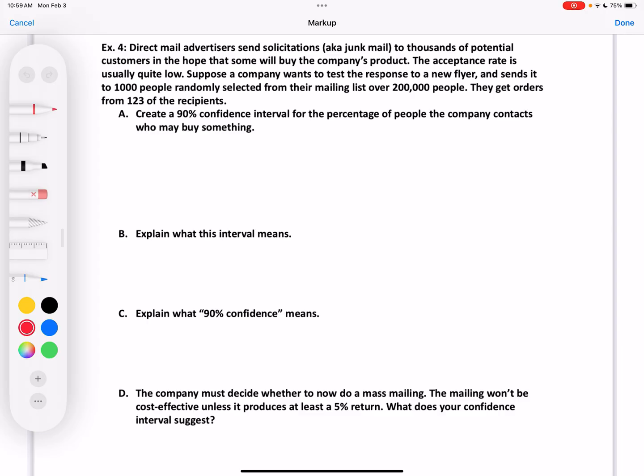All right, so first, our p hat is that 123 out of 1,000 that I was just saying, which is just a lovely 0.123.